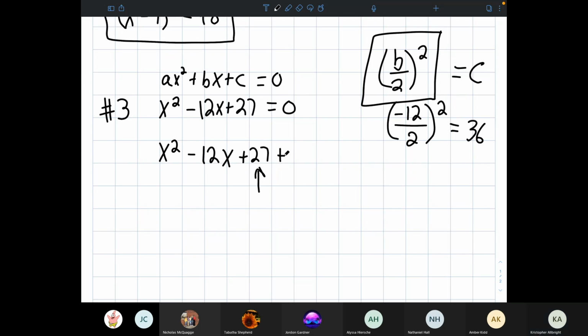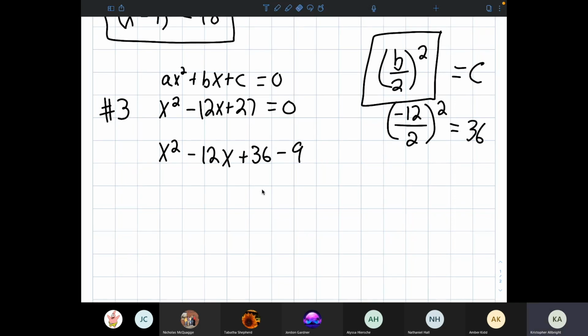So if we say, okay, this is going to be 36, well, we need it to actually be 27. So if we subtract 9, these combine together to give us 27. So we haven't really changed anything, we just rewrote it differently. So once we have this, it is factorable.